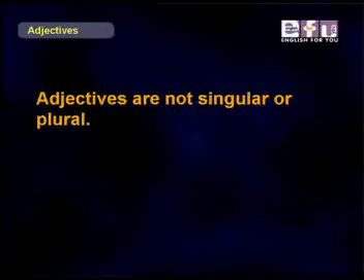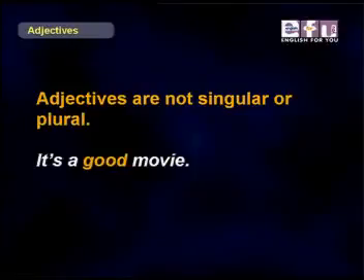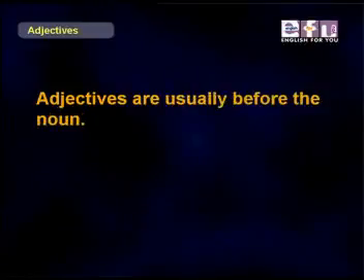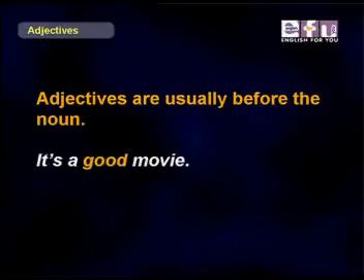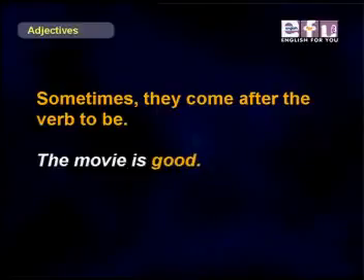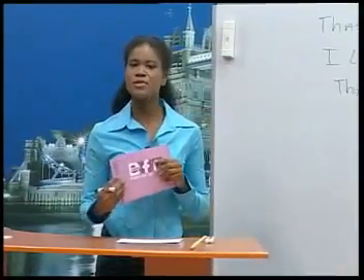Also, adjectives are not singular or plural. It's a good movie. Or plural, they are good movies. And adjectives are usually before the noun. In this example, it's a good movie. But sometimes adjectives come after the verb to be. Short form. The movie is good. Okay, let's practice using adjectives.